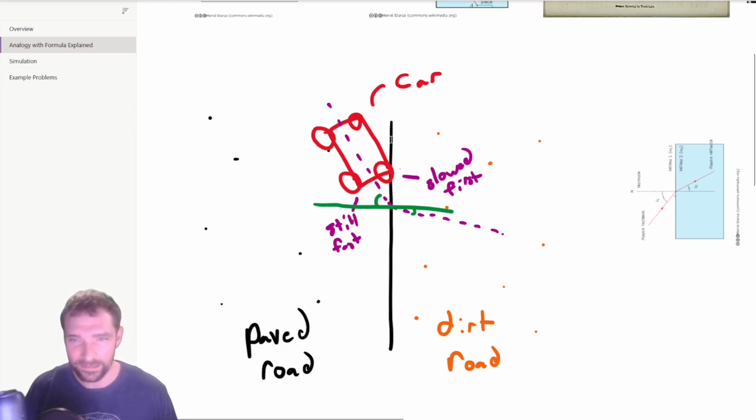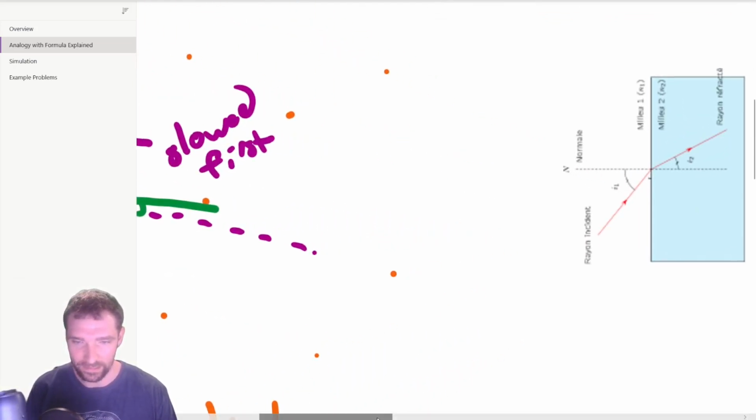Then when it hits this barrier between the two, the wheels that are on the side that hit it first will get slowed first, and so it gets turned towards the normal line where there's more friction, which is analogous to water or glass being more dense than air.